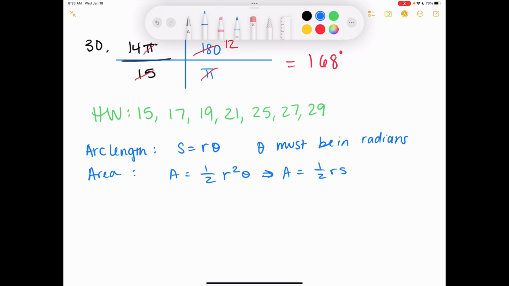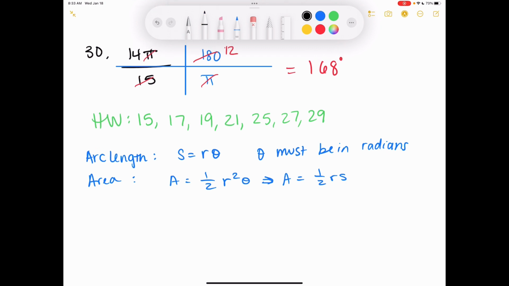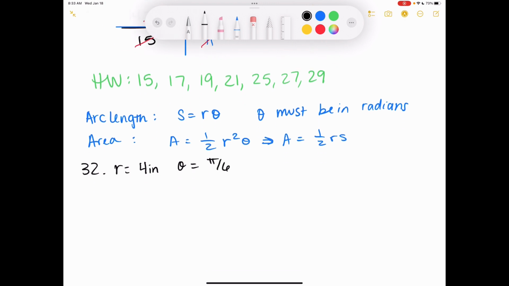So let's look at number 32. R is equal to 4 inches and theta is equal to pi over 6. So we just plug in. So we'll have S is equal to R times theta. This is in radians, okay? It's in terms of pi, so it's in radians. So it'll just be 4 times pi over 6.